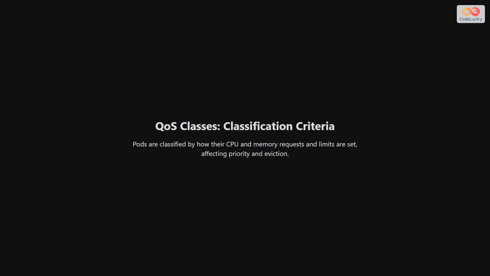Pods are classified into different quality of service classes depending on how their CPU and memory requests and limits are specified. Requests indicate the minimum resources guaranteed for the pod, while limits define the maximum it is allowed to use. Configuring these properly affects how Kubernetes prioritizes pods and handles evictions when resources are scarce.